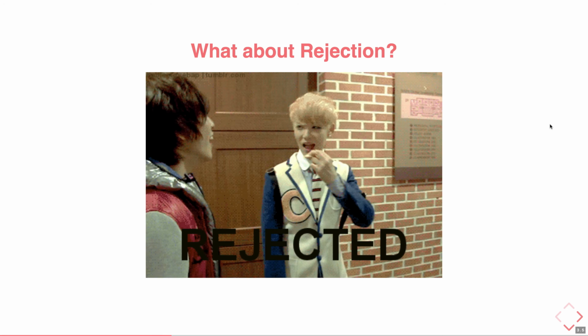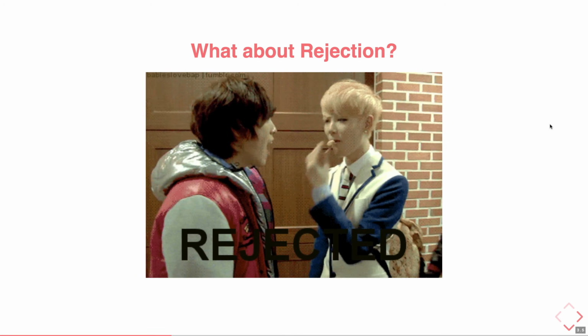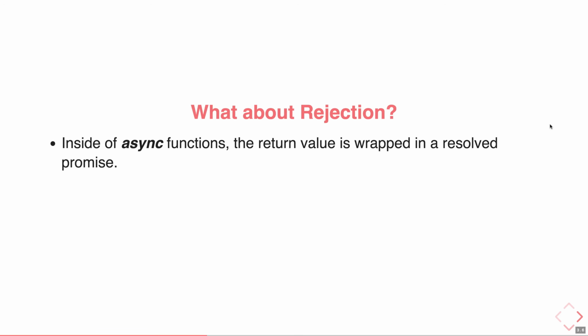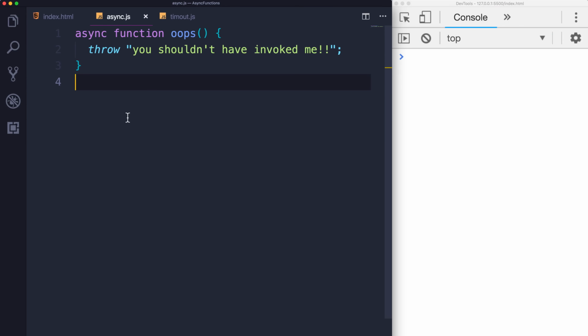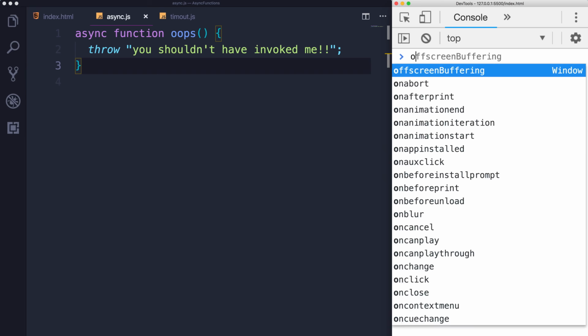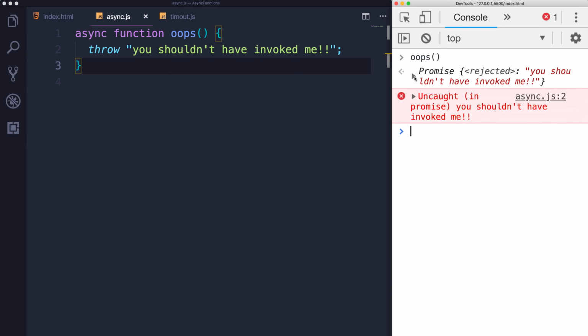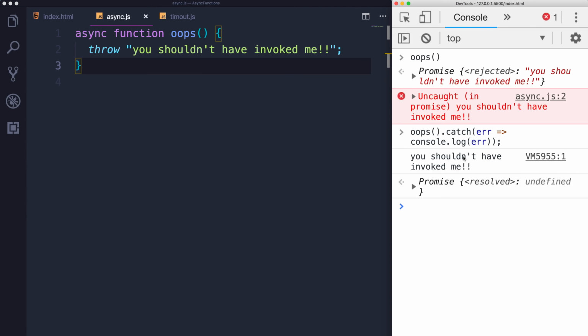Right now, everything's been fulfilled or resolved. What about when we want to reject it? By default, in an async function, the return value is wrapped in a resolved promise, as we've already seen. If you want to reject it instead, simply throw an error. So let me show you an example. Here we have an async function called oops, and all it does is throw an error. So when I call it, if I just call oops, you can see this promise has been rejected. So I could catch it and then print the string as well. Okay, so this is not really how we're going to be using async functions, but it's important to know.